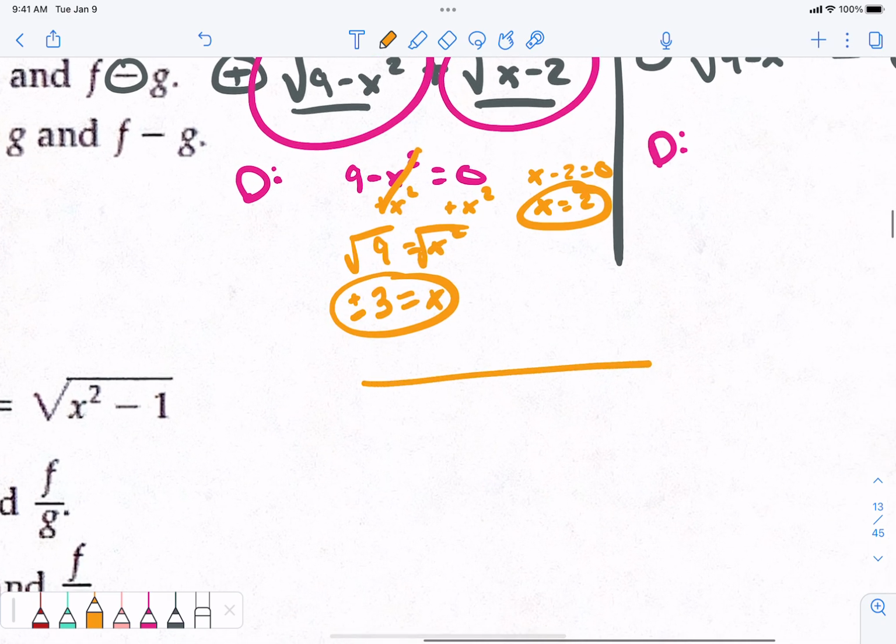Three critical numbers, and I put them on a number line. Negative 3, 2, and positive 3. Those are my critical numbers. I put them on a number line.